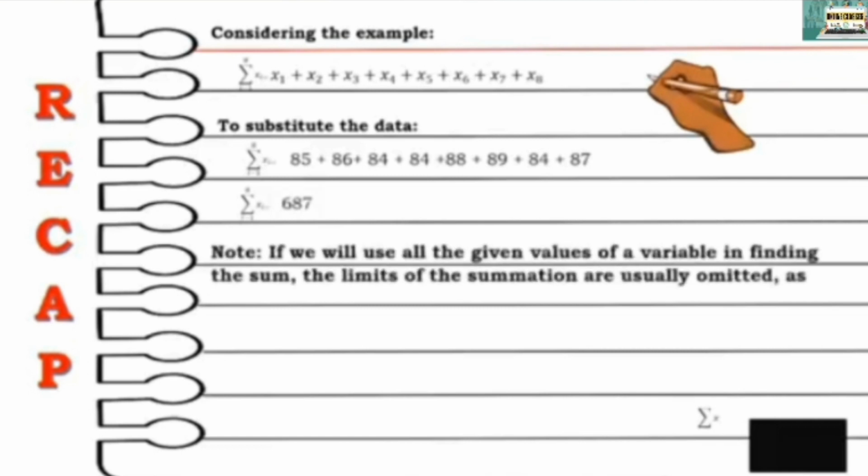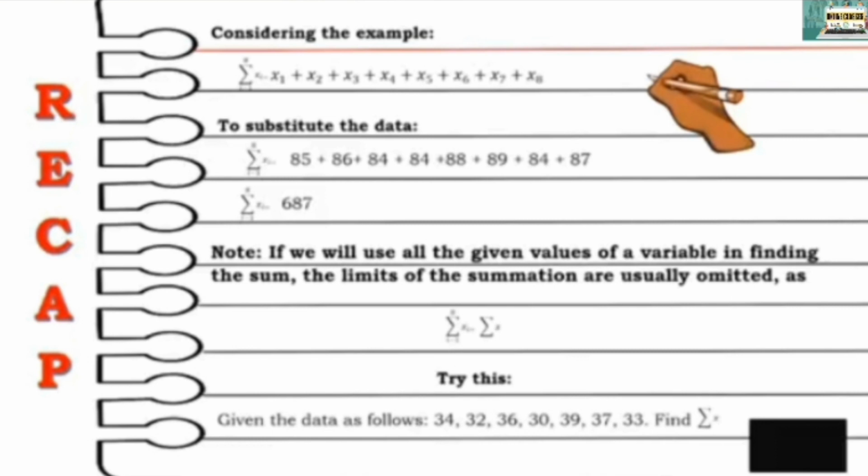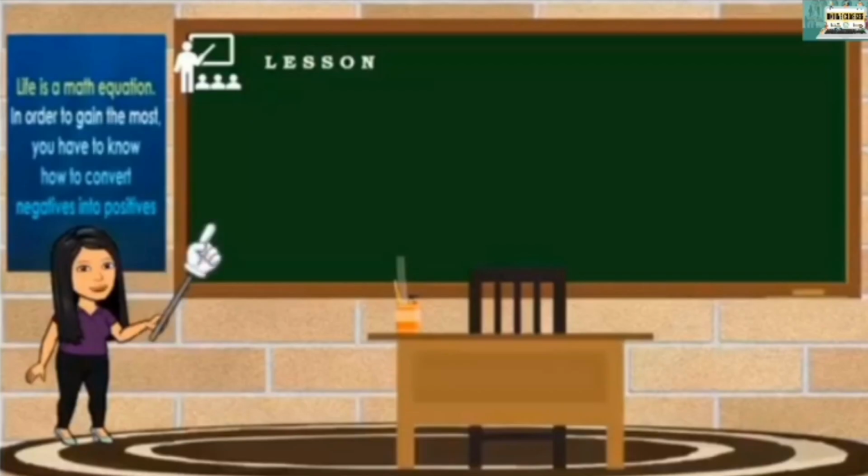If we will use all the given values of a variable in finding the sum, the limits of the summation are usually omitted. Look at the example below. Try this. Given the data as follows, 34, 32, 36, 30, 39, 37, 33, find the summation of X. Correct! The answer is 241.